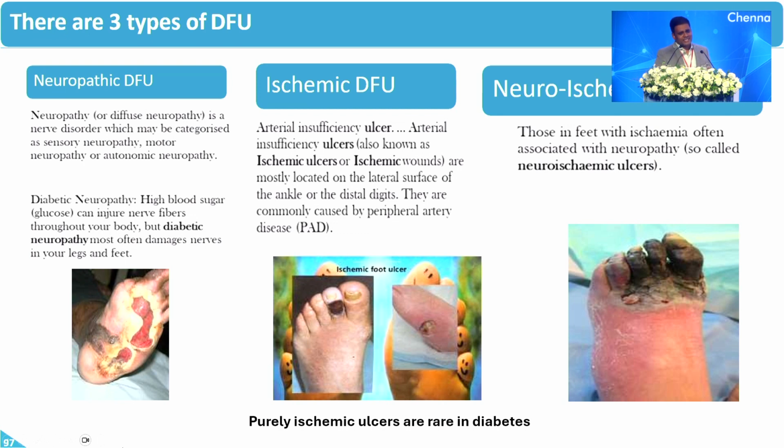The second one is the ischemic foot ulcer. You usually have end arteries in the toes, so the gangrene starts in the toes. Many times it can be a neuropathy also. The third one is the neuroischemic foot ulcer. It's a combination of both neuropathy and ischemic ulcers. You can appreciate the clawing of the toes, followed by the ischemic ulcers.